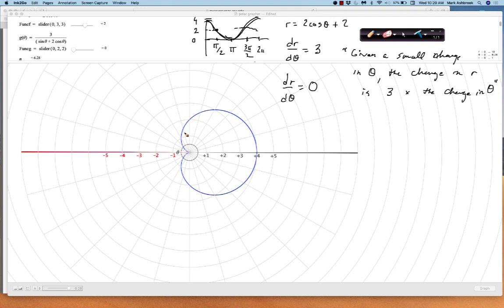Pi. So as theta changes, does r not change? Is it undefined out there? Is it differentiable? Yeah, so actually, that's kind of a weird situation there. Right before pi, r is changing very, very rapidly. Do you see that? Let's zoom in here.